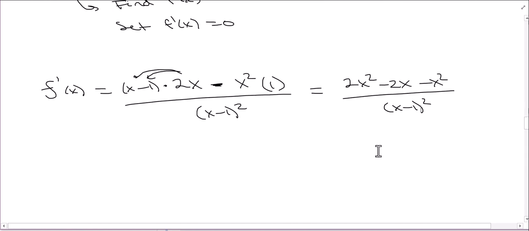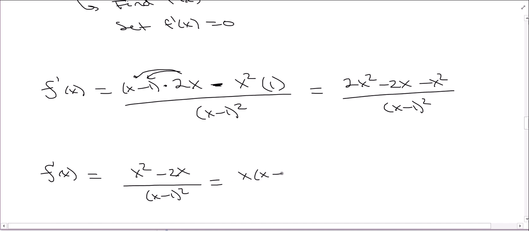Simplify completely. The reason we want to simplify completely is because we want to set this equal to 0 and solve for x. So 2x squared minus 1x squared is just x squared, minus 2x, over x minus 1 squared. And simplify some more, factor out an x from the numerator. So this is our simplified derivative. Can I simplify any more? No.